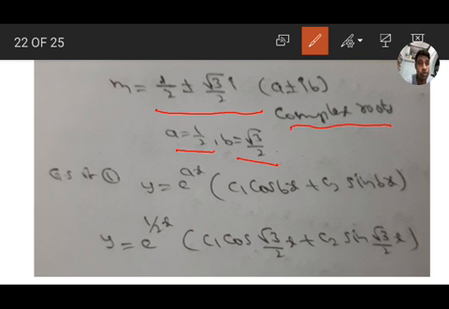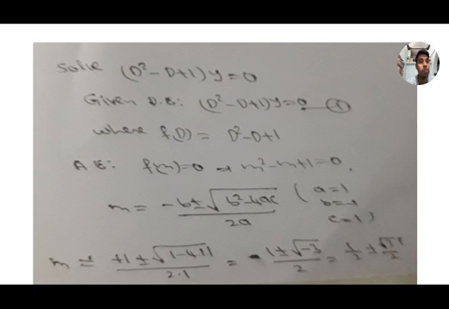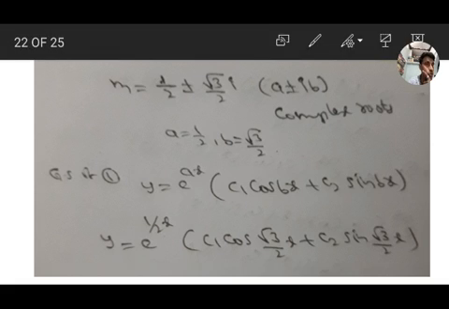Roots are complex roots, which means the solution is y = e^(ax)(c1 cos bx + c2 sin bx). With a = 1/2, we get y = e^(x/2)(c1 cos(√3/2 x) + c2 sin(√3/2 x)). Okay, write down the problem. Move to the next problem. We don't get factors, so substitute in the a ± ib formula and write the general solution.